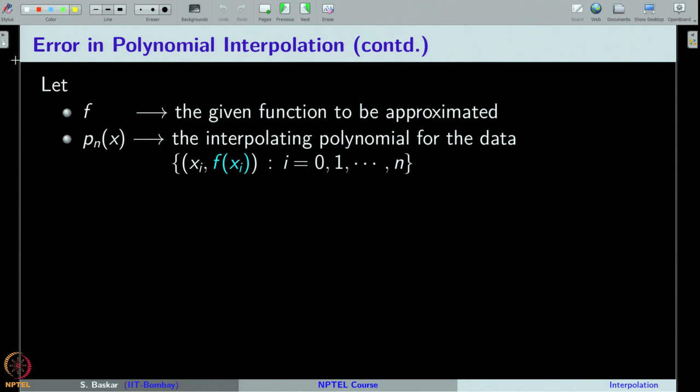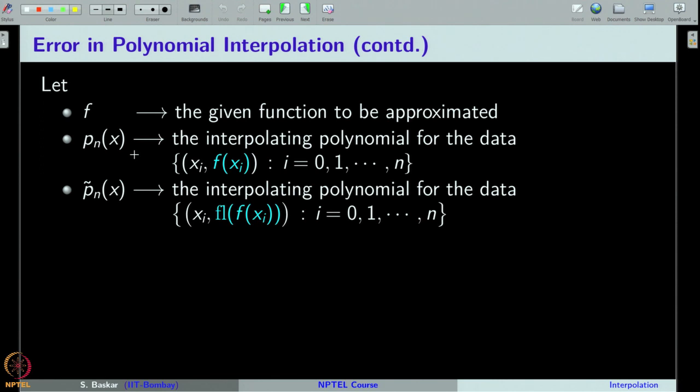From there, we have generated a data set like this, and then we have constructed an interpolating polynomial P n of x, right? But generally, we do this construction on a computer. Therefore, the first step is to feed in our data set. When we feed in the data set in a computer, the computer mostly will not take the function values exactly, because it will do the floating point approximation when evaluating the value of the function at the node points. In that way, what we get is an approximate value of the function at the node points.